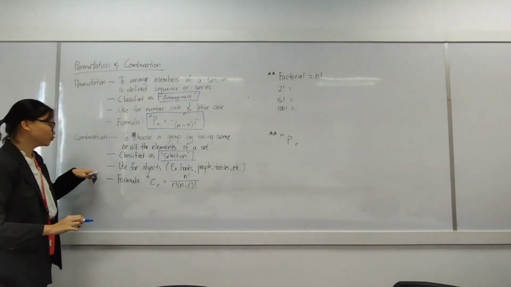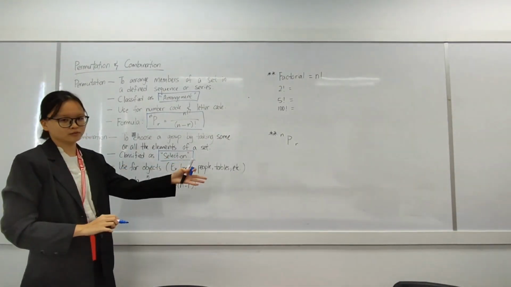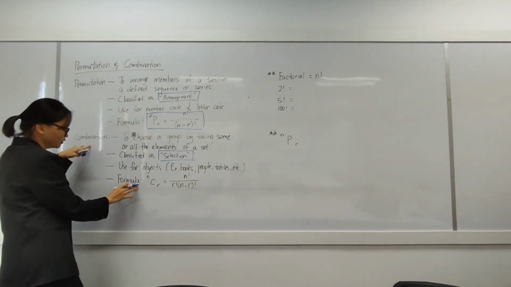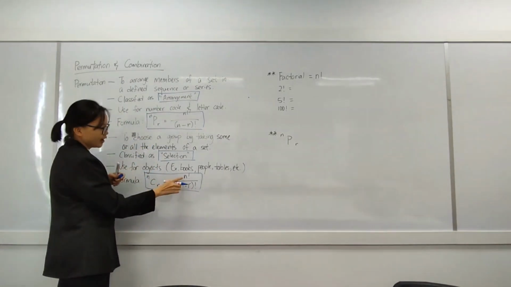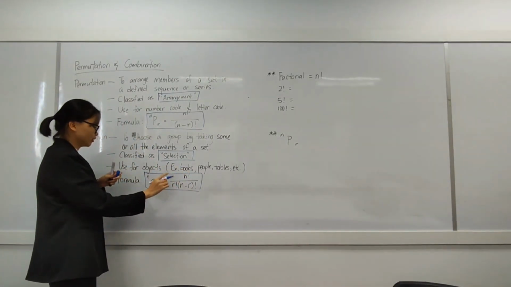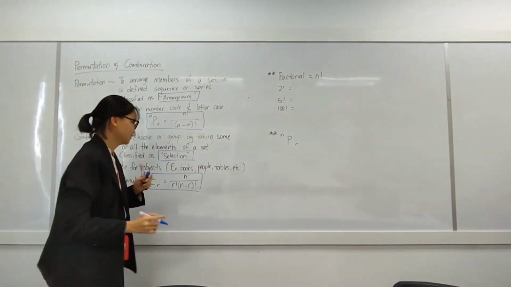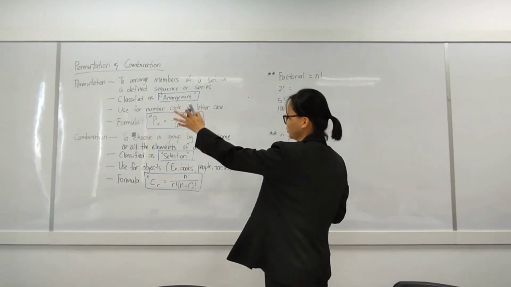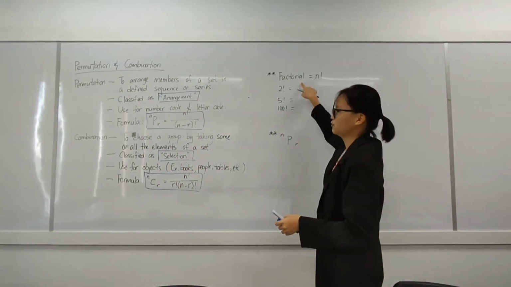Alright, so it is used for objects, which is books, people, tables, and so on. So the formula used for combination is nCr equals n factorial over r factorial times (n minus r) factorial. Alright. So before you guys do permutation and combination, you need to know factorial first.